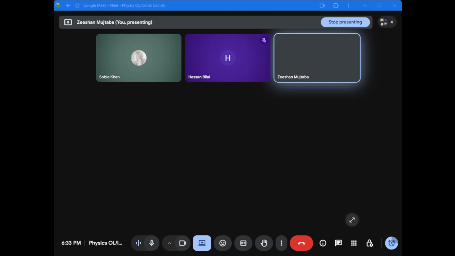Can you see where I'm pointing in the book? At this point, the arrow tells me the direction of the current. And the way my fingers are curving shows the direction of the magnetic field. So they're going like this, circular.